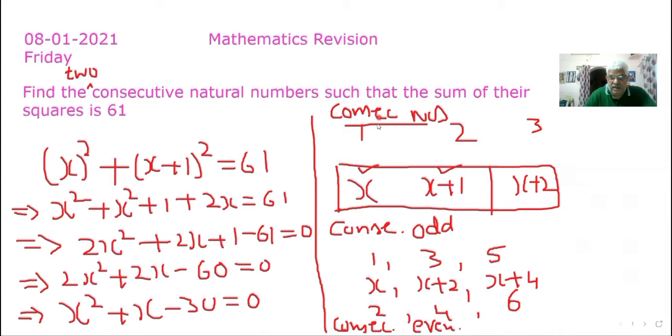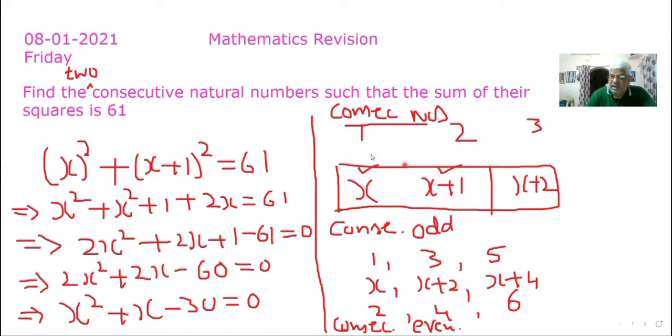Remember, dears. Now here they said consecutive natural numbers. First you have to understand the meaning of consecutive numbers. Consecutive numbers means continuous numbers. Remember, continuous numbers, whether it may be 1, 2, 3, or 5, 6, 7, or 181, 182, 183. Like this, continuous numbers are called consecutive numbers. And natural numbers, you all know, are counting numbers. Here, for example, I have taken 1, 2, 3, etc.